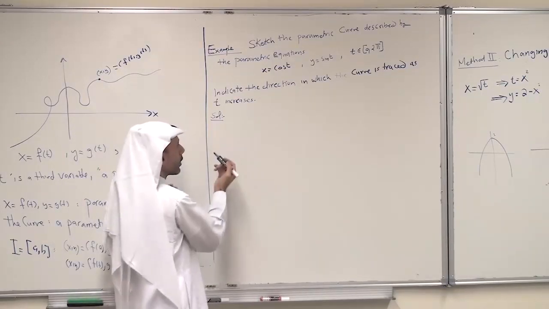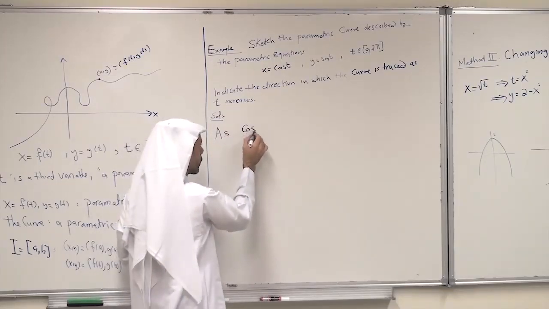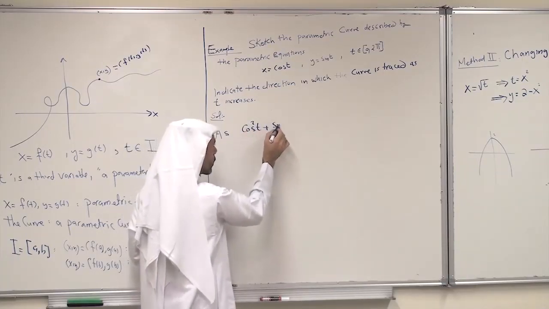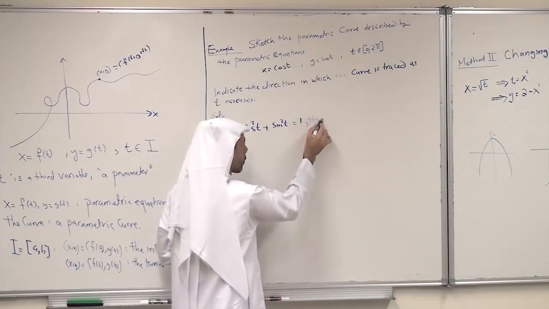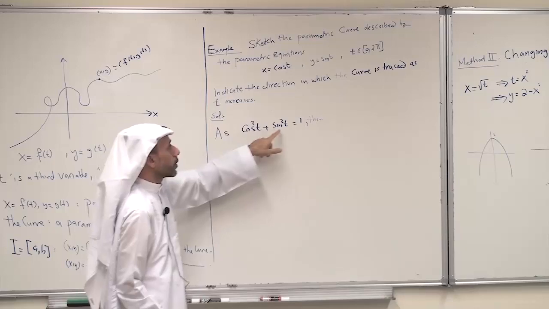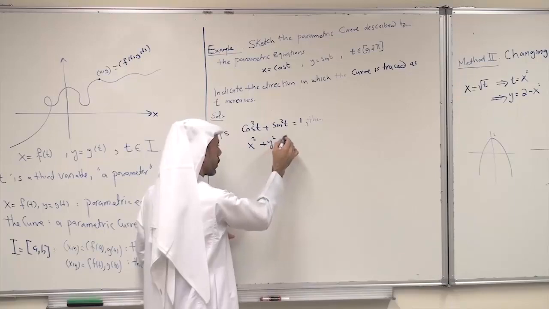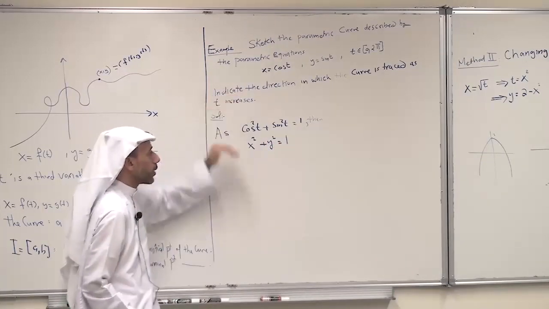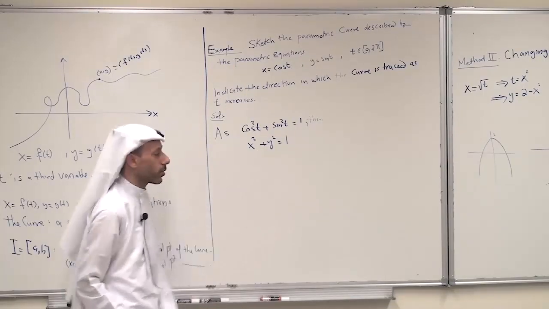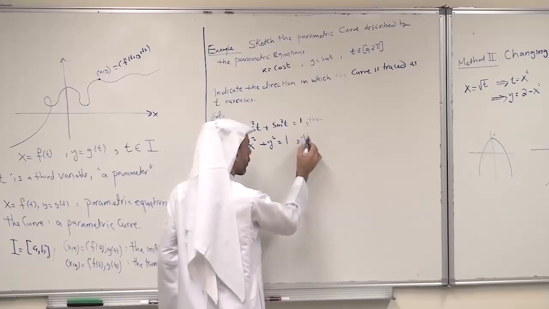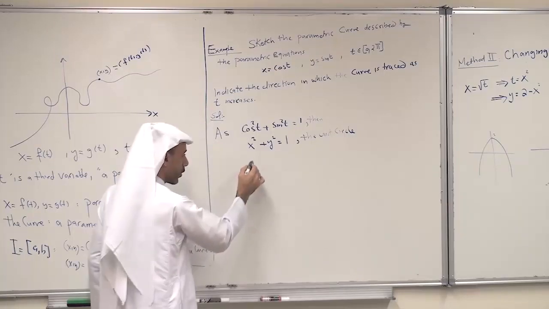Well, now we use trig identities. We know the basic trig identity, cosine squared t plus sine squared t equals 1. Then just replace cosine by x and sine by y. Then x squared plus y squared equals 1. So the corresponding Cartesian equation is the equation of the unit circle, x squared plus y squared equals 1. The unit circle. Its graph is very simple.